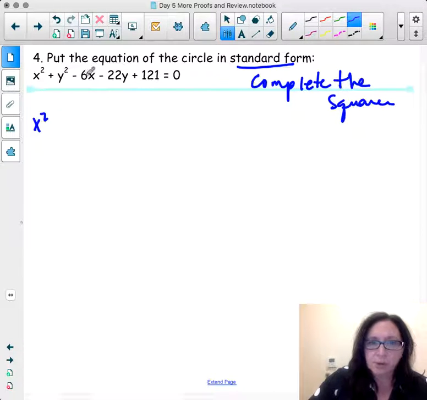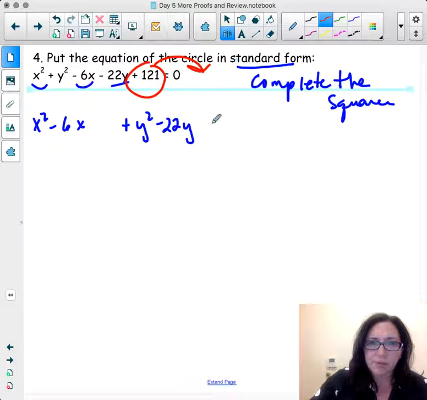So we have x squared, group your x's. So x squared minus 6x. And then I'm going to leave a space here, and then I'm going to go plus y squared, and where's my other y? There it is, minus 22y. I'm going to take this number, 121, and move it to the other side of the equal sign. So now it's negative 121.